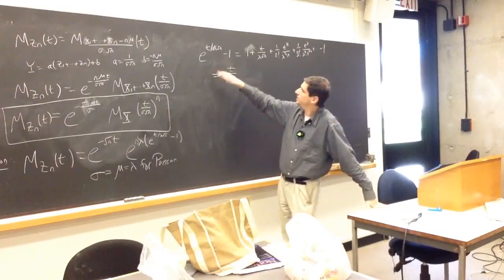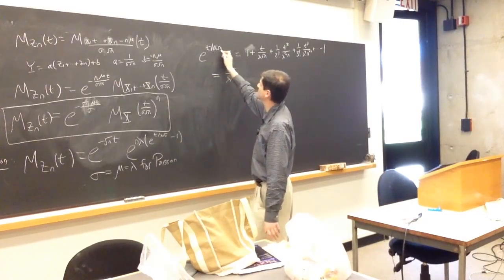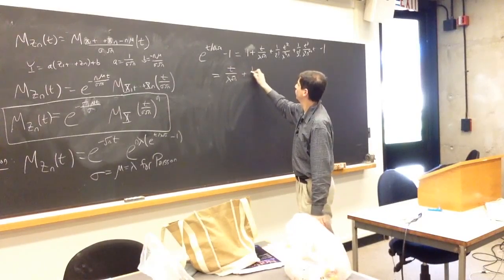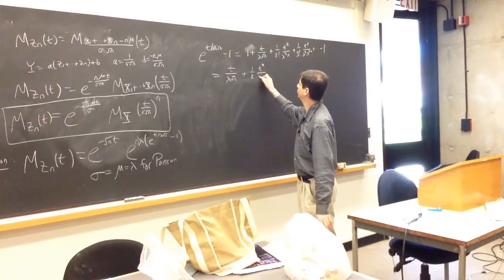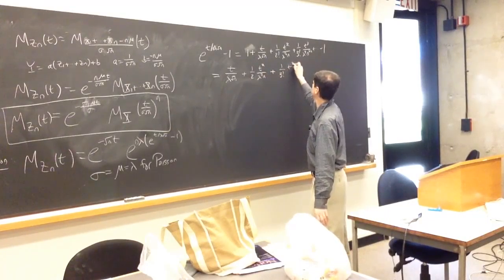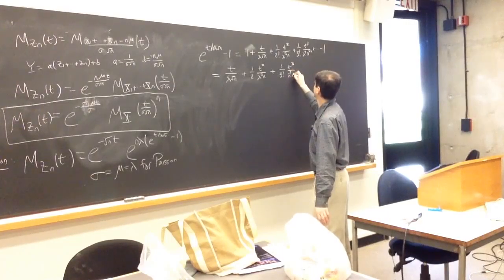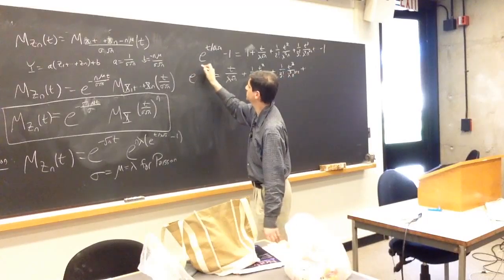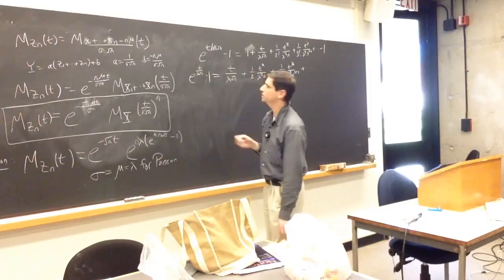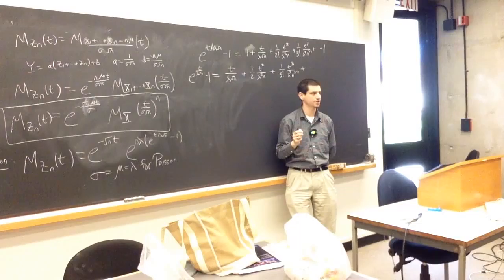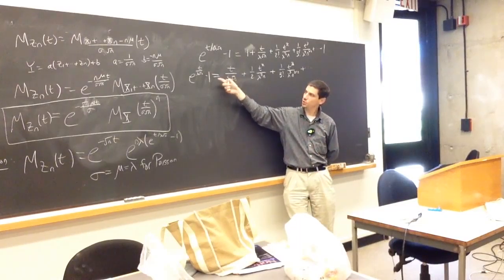So when I look at e to the t over lambda root n minus 1, I get t over lambda root n, plus 1/2 t squared over lambda squared n, plus 1 over 3 factorial t cubed over lambda cubed n to the 3/2, plus dot dot dot. And this is e to the t over lambda root n minus 1. All of this is in the notes in the book. I'm doing exactly the same calculation. If you just want to watch this, just watch it. But this is not the quantity we need to look at.